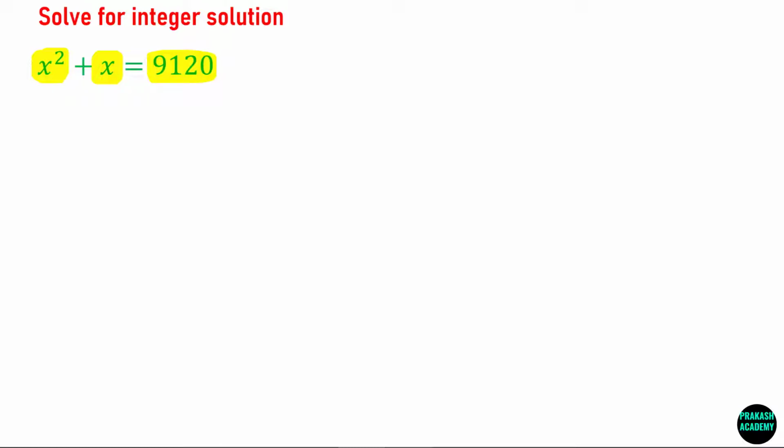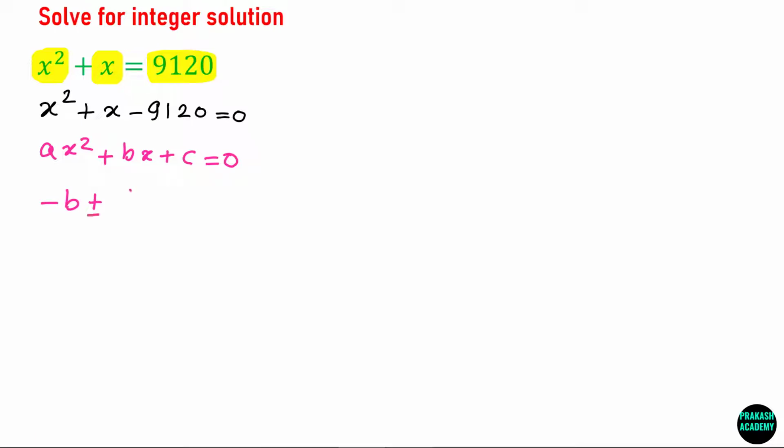So let us see, if you rewrite this problem, this becomes x square plus x minus this term is equal to 0. Now this resembles this equation, that is ax square plus bx plus c is equal to 0. So this is a quadratic equation, and roots of this quadratic equation are given by this formula, minus b plus minus square root of b square minus 4ac divided by 2a.